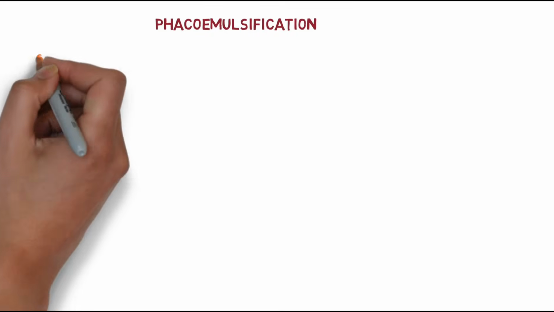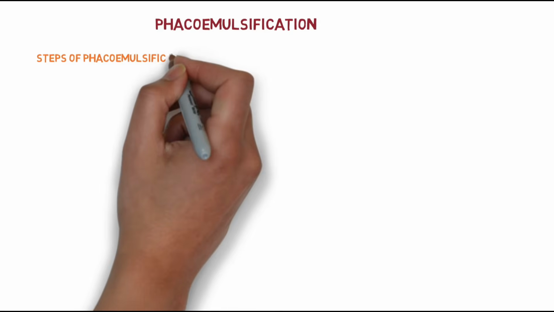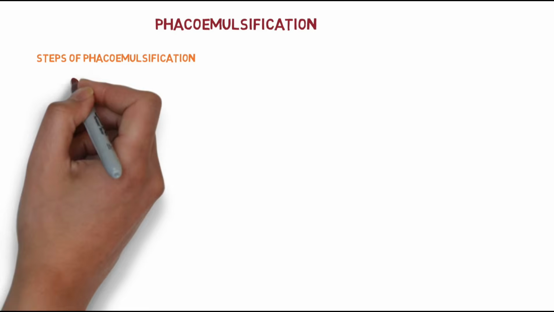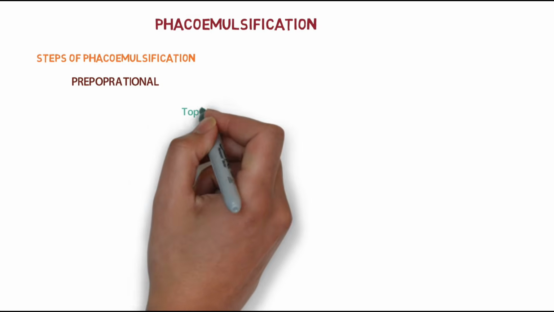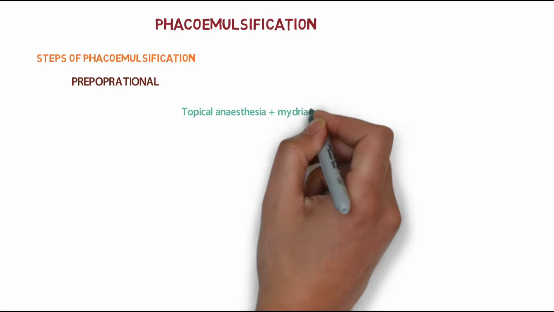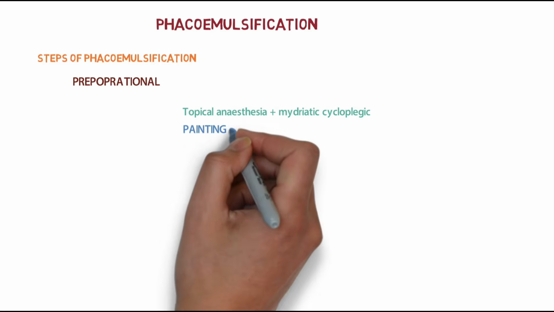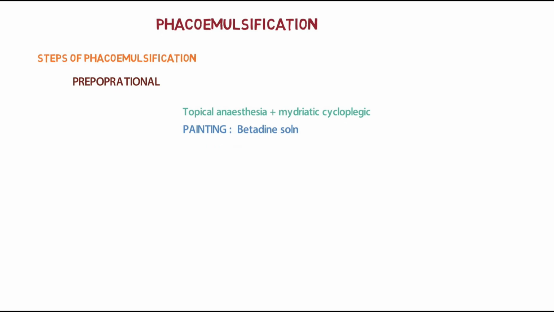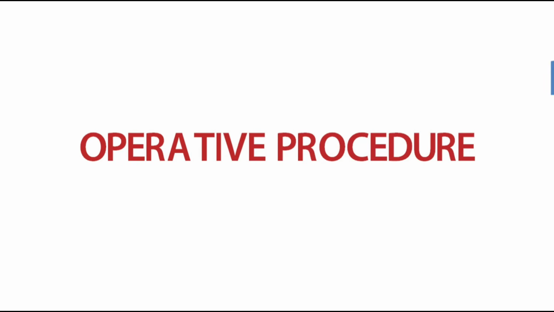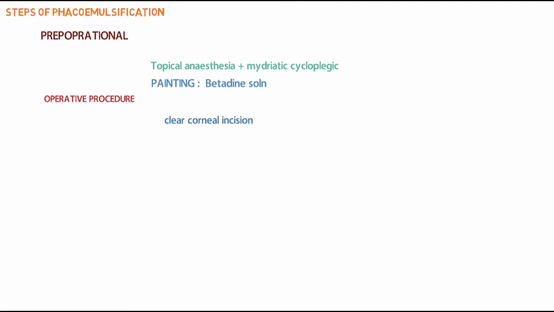Moving toward its operational procedures, we must know about the pre-operational procedures. So the steps of phacoemulsification are, first, pre-operational, in which we are giving topical anesthesia plus mydriatic or cycloplegic to the patient. Painting of betadine solution can be applied on the external ocular surface, plus we can instill the betadine in the conjunctival sac or medial canthus.